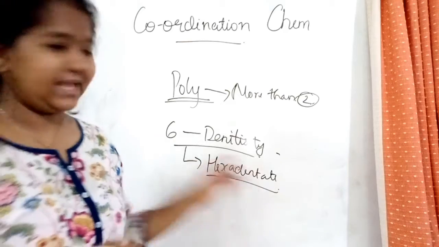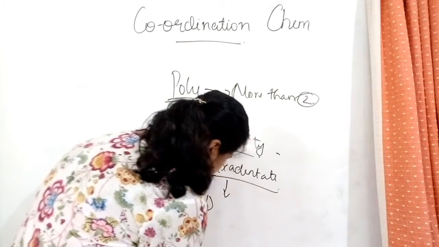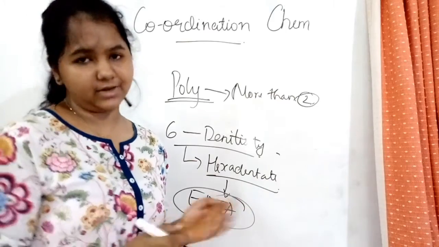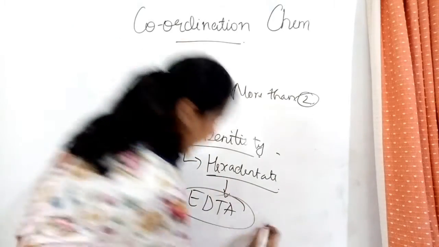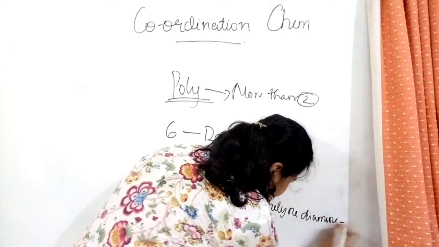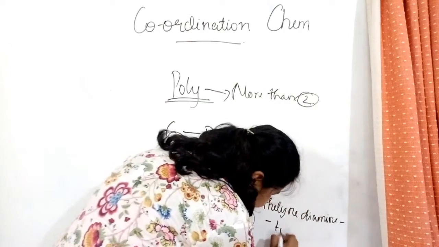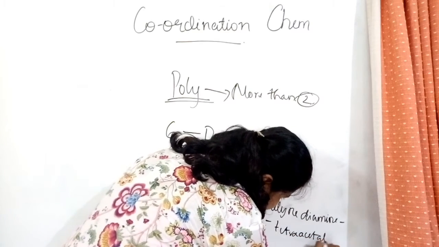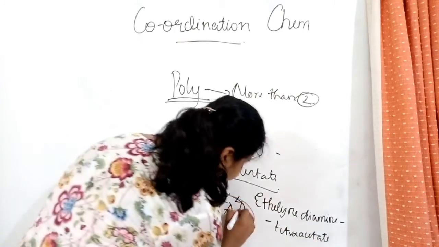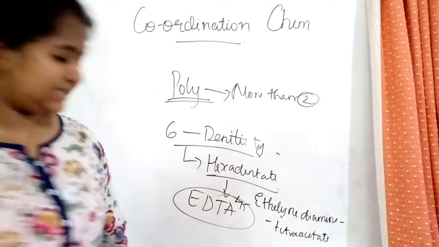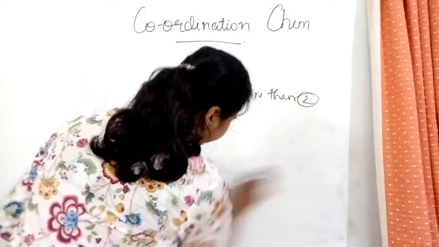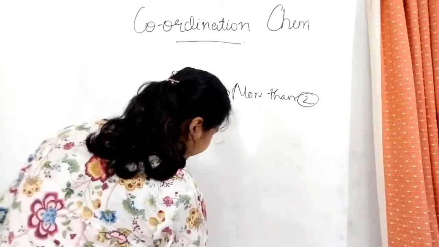So let's see the example for a hexadentate. EDTA is an example of hexadentate ligands. So let's see the structure of EDTA. EDTA stands for ethylene diamine tetraacetate. EDTA 4 minus. Okay, I forgot to mention it's 4 minus. It is a hexadentate ligand, that is, its denticity is 6. So let's see the structure.